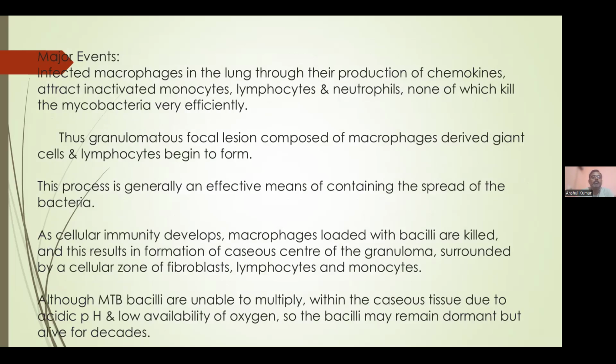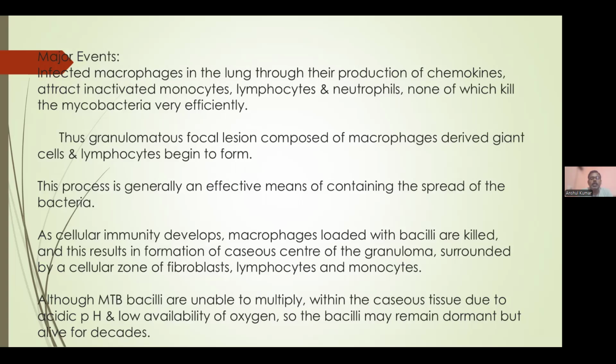Major events: infected macrophages in the lungs, through their production of chemokines, attract inactivated monocytes, lymphocytes, and neutrophils, none of which kill the mycobacteria very efficiently. A granulomatous focal lesion composed of macrophages, derived giant cells, and lymphocytes begins to form. The process is generally an effective means of containing the spread of bacteria.